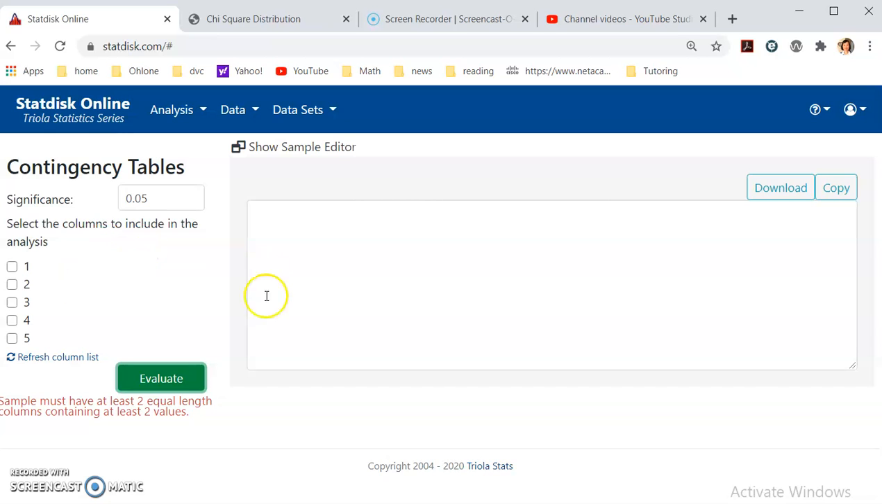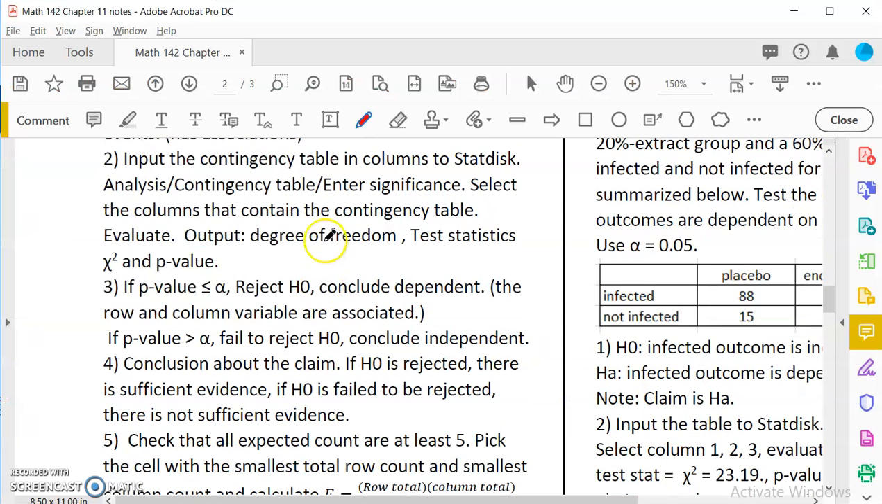Okay. So I don't have anything here, so there's nothing to output. The output would be the degrees of freedom that they output, a test statistic, which is chi-square, and a p-value. So that's the second step.